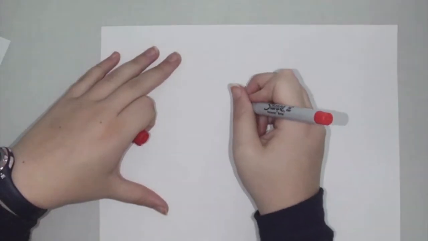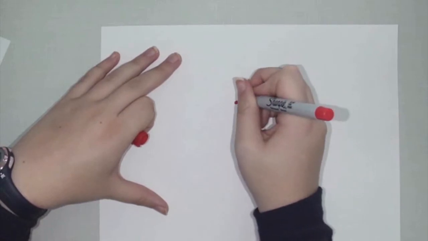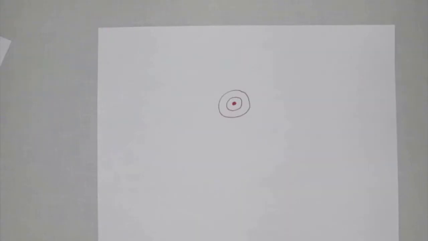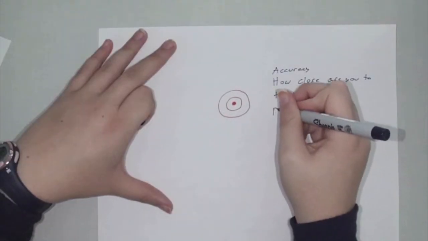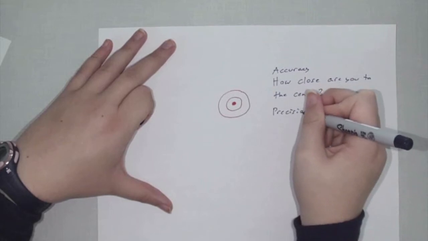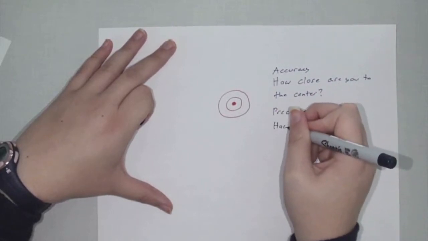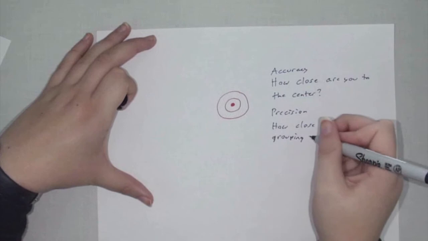When a lot of people talk about precision and accuracy, they always bring up the target example. The thing to remember is that accuracy only cares how close you are on average to your true target value. How close are you to the center of the target? Precision, on the other hand, looks at how consistent you are across your measurements. How close is your grouping?